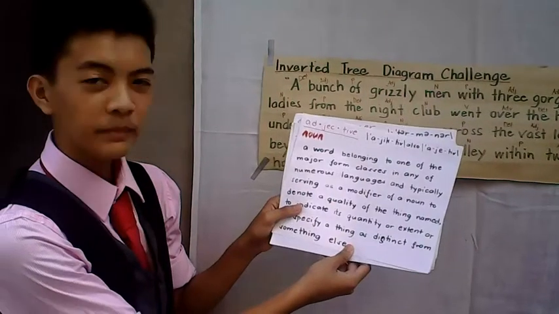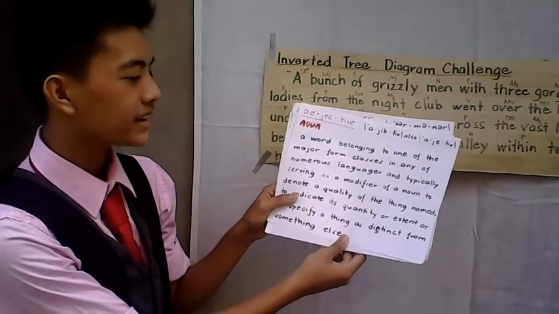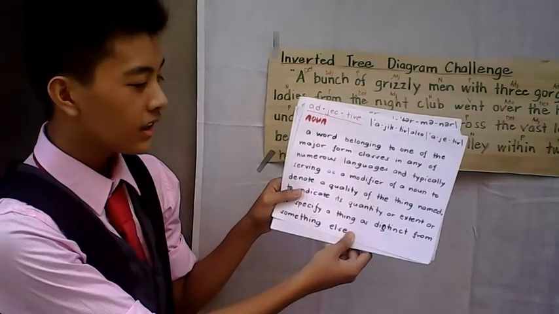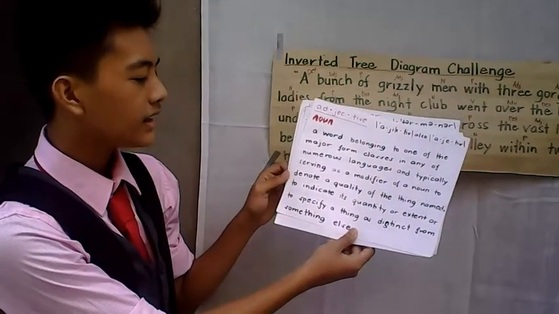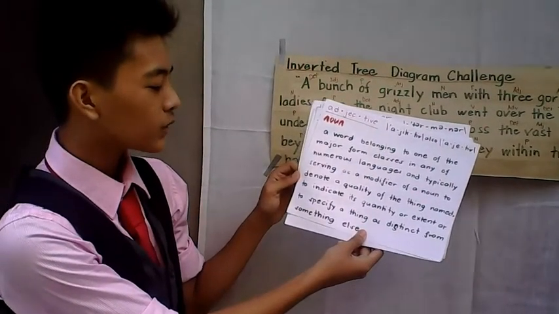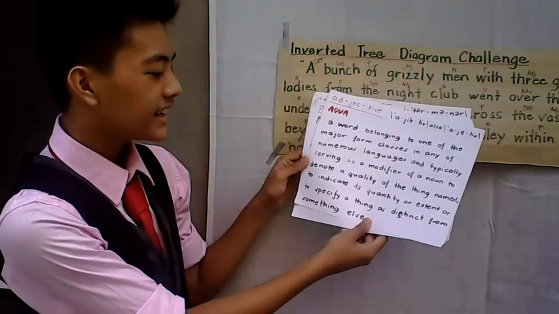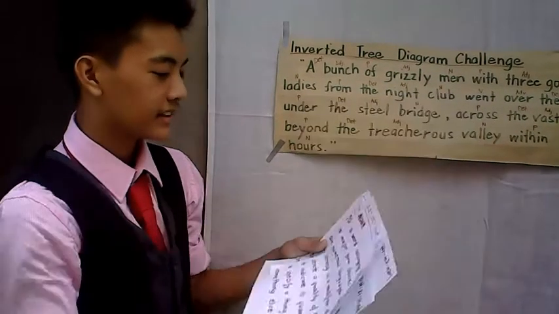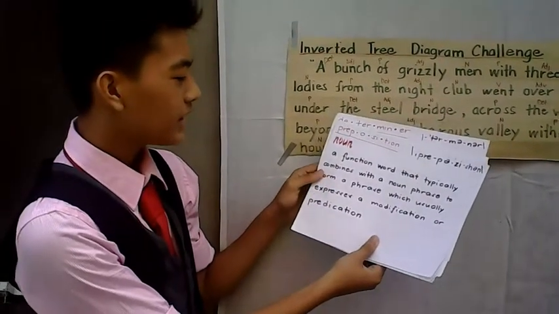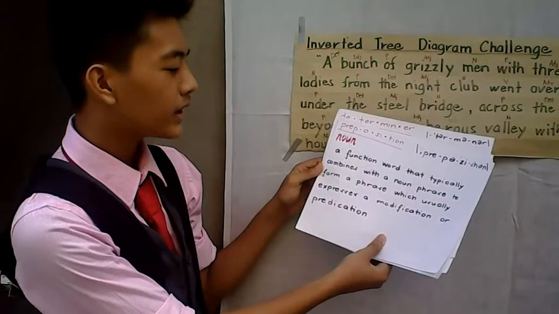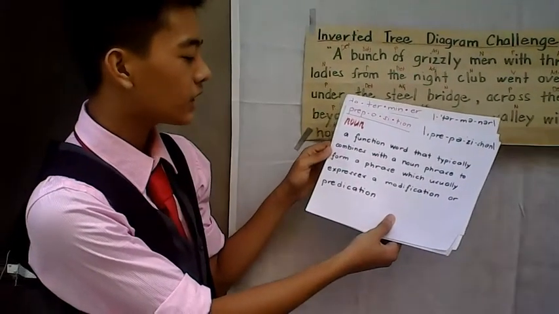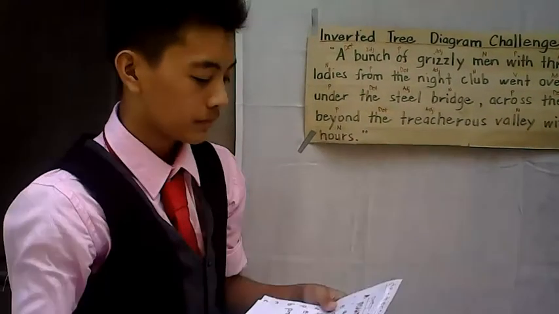Adjective. A word belonging to one of the major form classes in any of numerous languages and typically serving as a modifier of a noun to denote quality of the thing named, to indicate its quantity or extent, or to specify a thing as distinct from something else. Preposition. A function word that typically combines with a noun phrase to form a phrase which usually expresses a modification or predication.